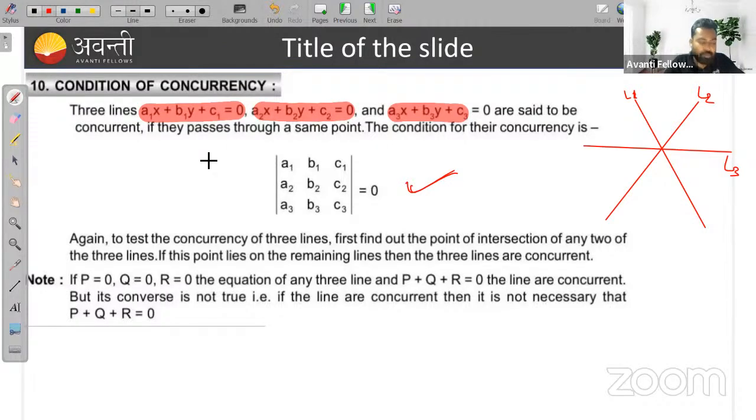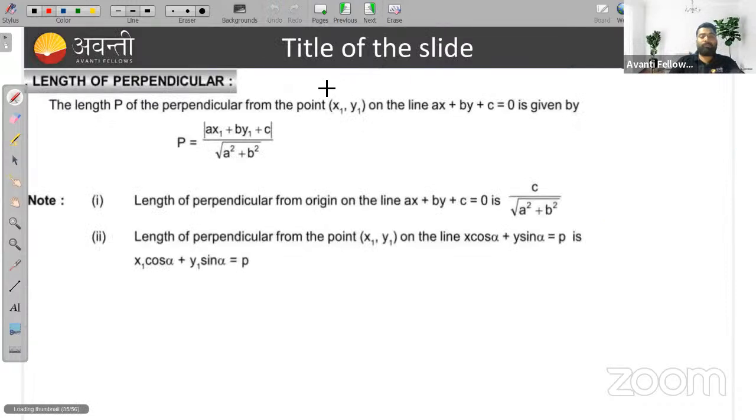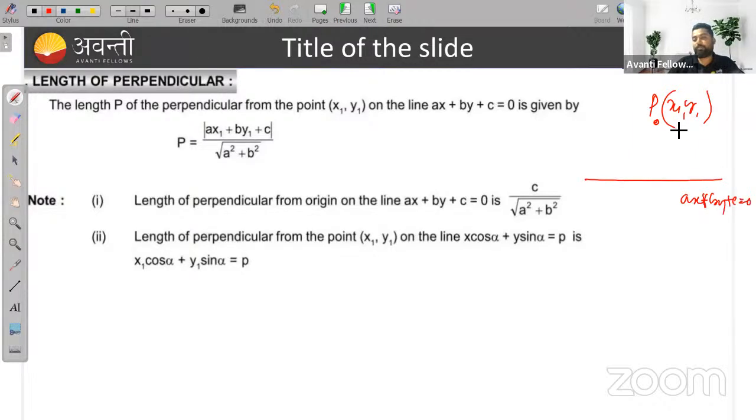Clear? So let's move on. Now, length of the perpendicular, I already told you many times. Suppose you have a point here with coordinates x1, y1, and the line is ax plus by plus c is equal to 0. Then the perpendicular distance from this point to this line will be mod of ax1 plus by1 plus c upon under root of a square plus b square.